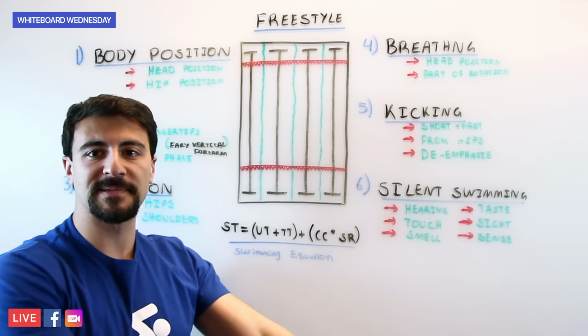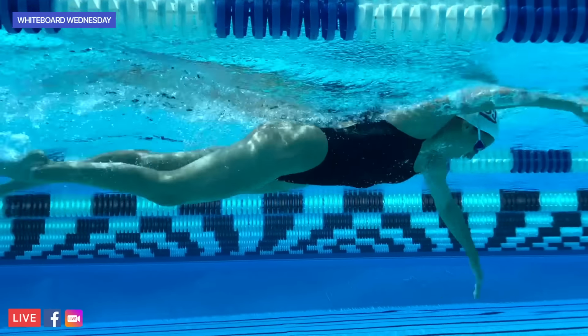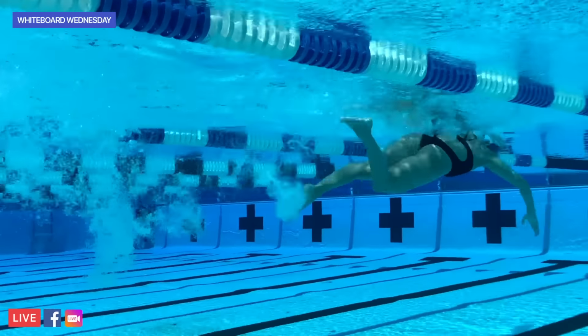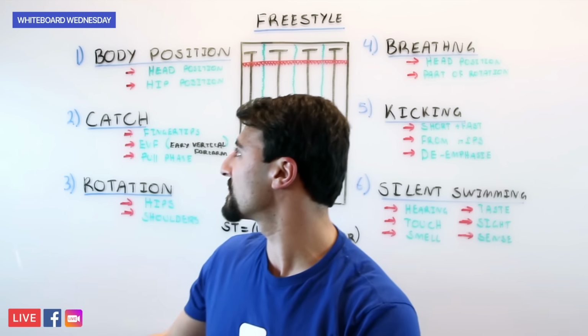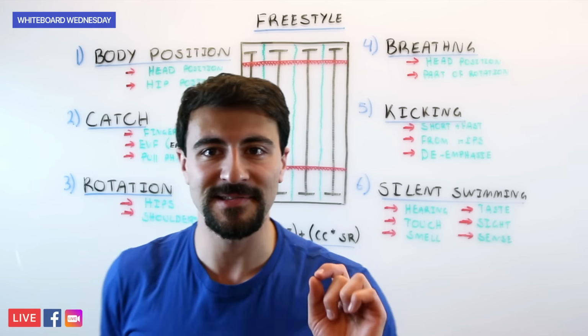And it's from the hips, meaning you're not bending your knees. If my elbow is your knee, you're not bending your knees. You're keeping your legs straight. You're kicking from the hips. It's a core movement. But again, I want you to de-emphasize the kick. You should not focus on the kick. You should focus on the body position and the catch and the rotation if you're a beginner swimmer.